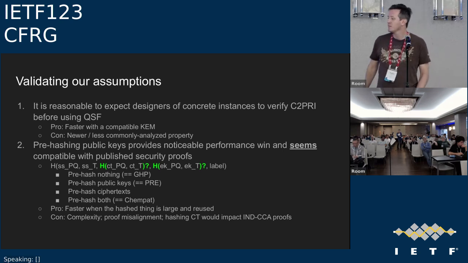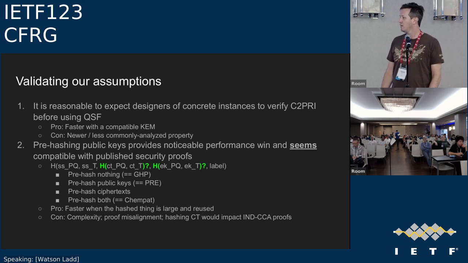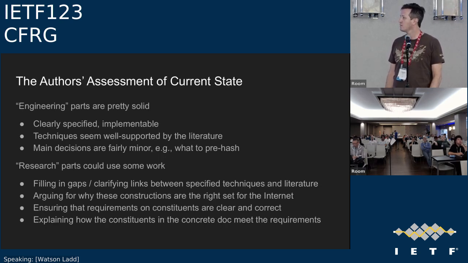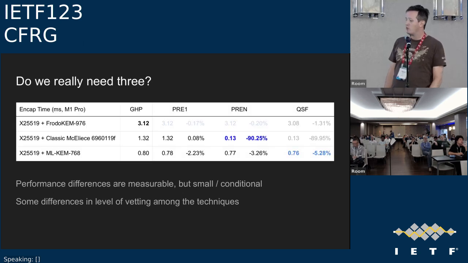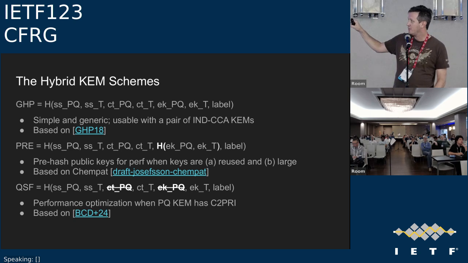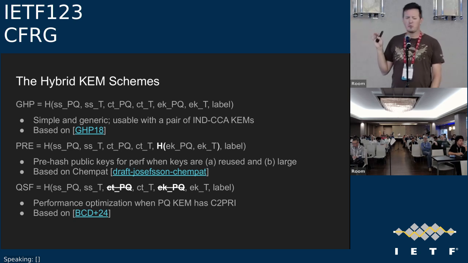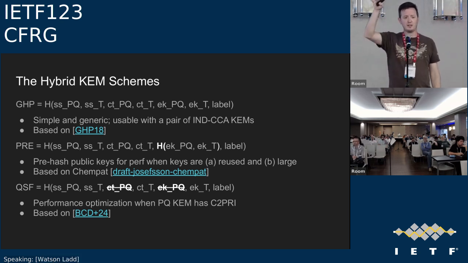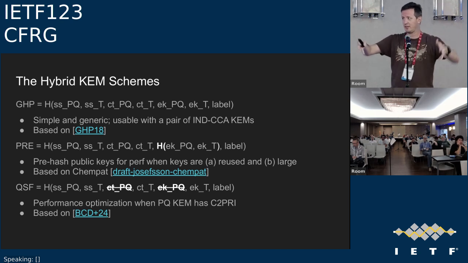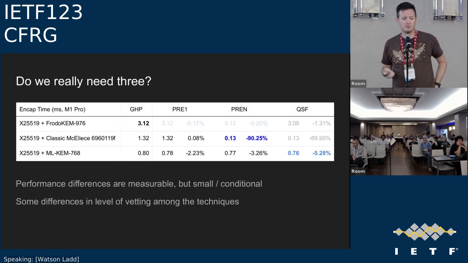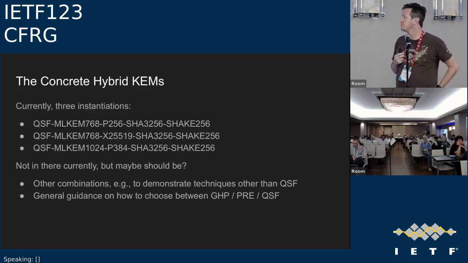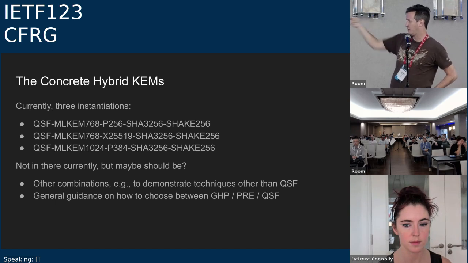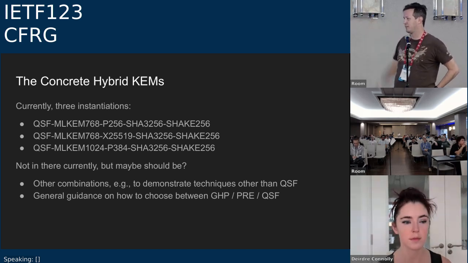Oh yeah, hi Watson. Where do the labels come from? Are they just distinguishing what you put into the combiner, or are they things that applications are supposed to set? So I believe the labels are not specified in the generic document. What we say in the generic document is the label is intended to specify the entire instantiation: all of the constituent algorithms and which of these schemes you're using. So it is identifying the specific hybrid KEM you're using. And that is what we do in the concrete doc. I believe in the concrete doc, those names are the labels, except for the middle one, which is tuned to match the X-Wing label.